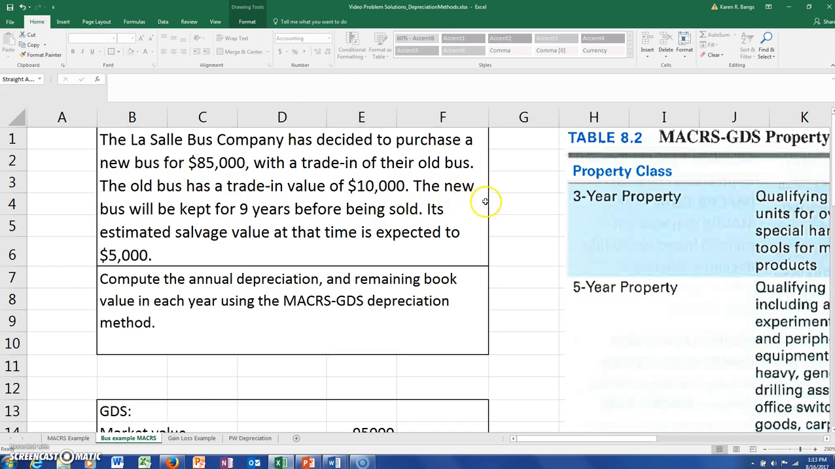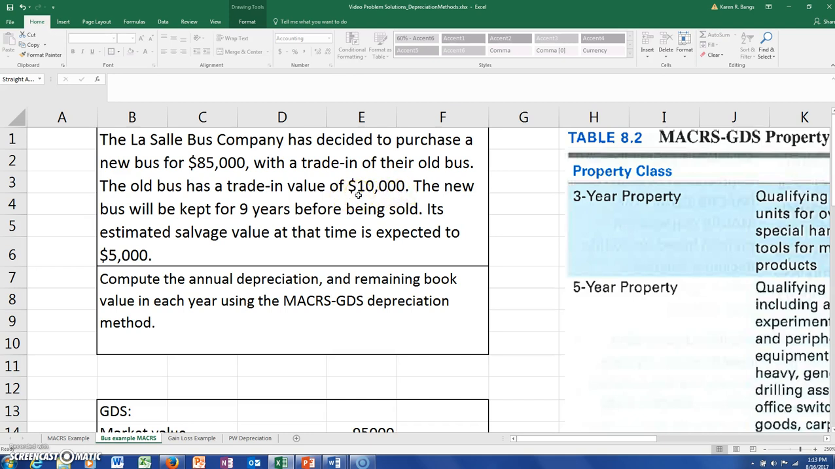Before I answer that question, think about when you go to buy a car and the sticker price at the dealership says $20,000 and you trade in your old car and they give you $5,000. Do you write them a check for $20,000 or do you write them a check for $15,000? You write them a check for $15,000, right? So it's the same thing here. The sticker price of the new bus is really $95,000, the cash we paid plus the $10,000 of value for the old bus.